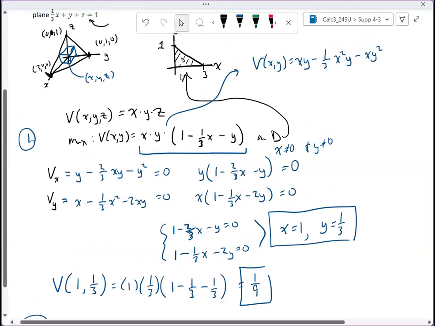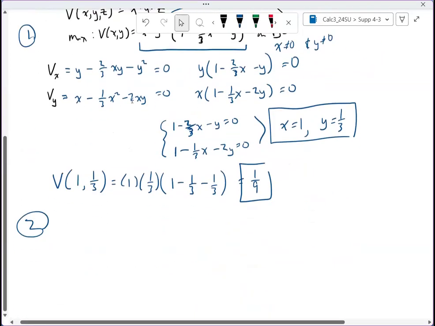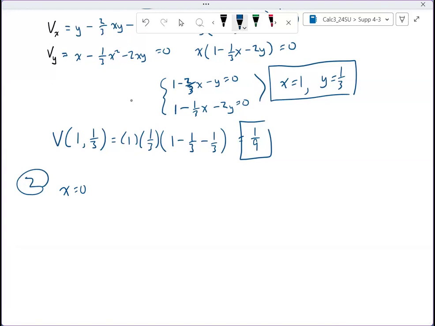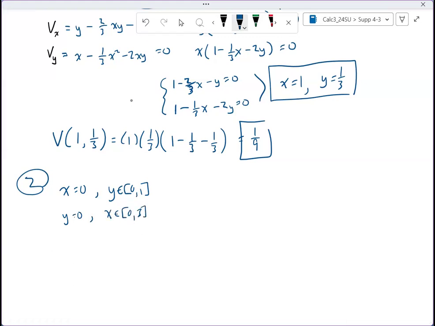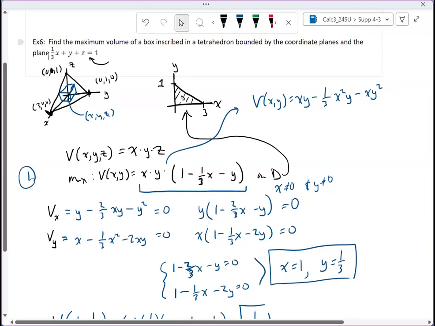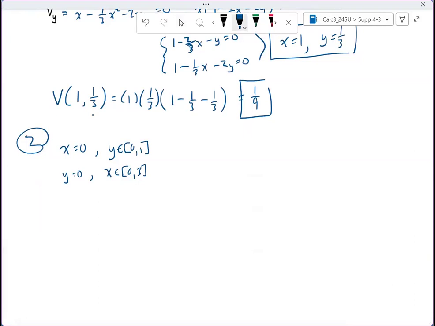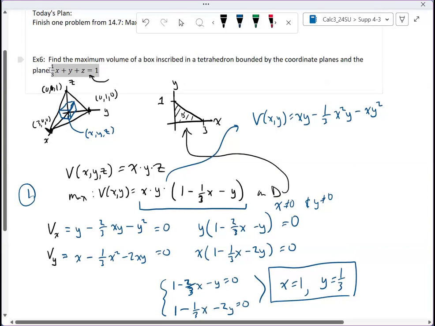So if we look at the boundary, we see we have 3 line segments. We have one where x equals 0 and y ranges between 0 and 1. We have one where y equals 0 and x ranges between 0 and 3. And then we have this third one that's the line connecting these 2 points, 0, 1, and 3, 0. So this is the line when z equals 0. That's just 1/3 x plus y equals 1. In other words, that's the z equals 0 line for this plane.